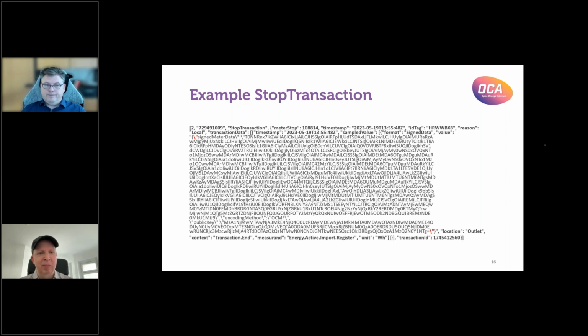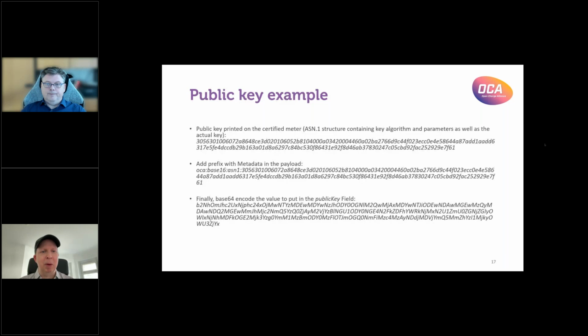And now the next slide, please. And the public key. So the public key is an example of what the charging station manufacturer would do with it. They would somehow get this public key as it is printed on the certified meter. Obviously you cannot get the exact formatting and font, but it should be easy enough for a customer to verify that this is the same thing he's seeing on the physical meter.